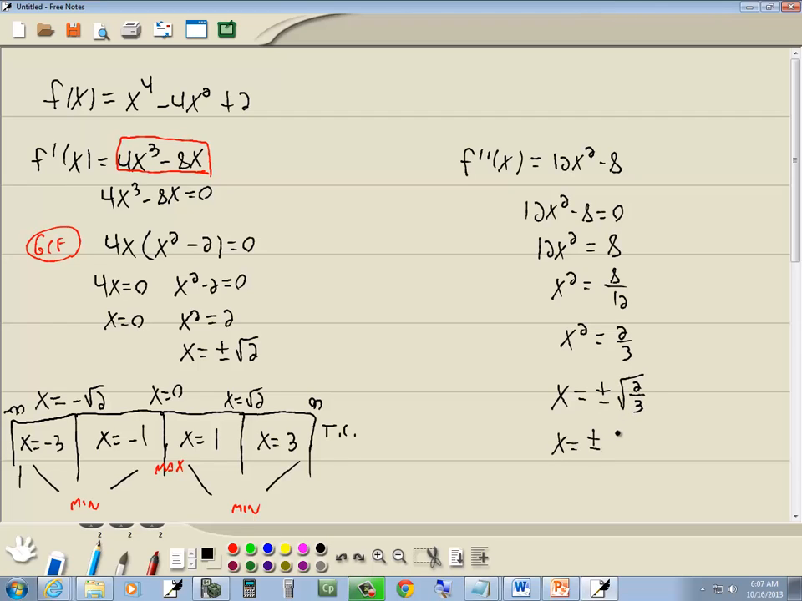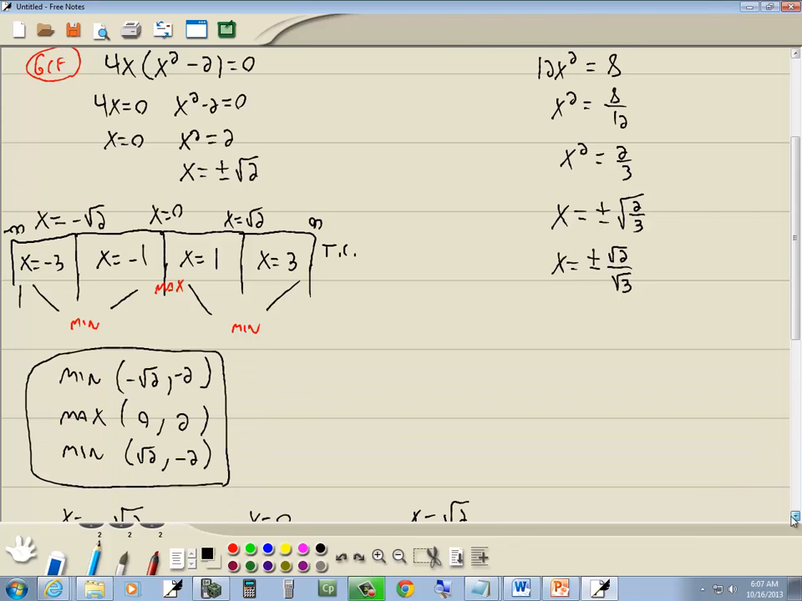Typically, we don't like a fraction inside of a square root, so we'll put a square root on top and square root around the bottom. Typically, we don't like a square root down in the denominator, so we're going to multiply the top and bottom by that square root. And when we do that, we get x is equal to plus or minus square root of 6, and then square root of 3 times square root of 3 is 3.